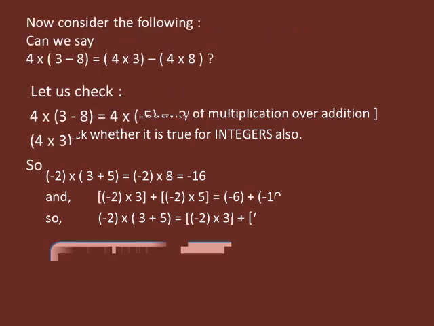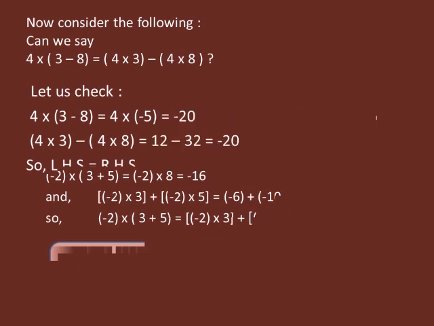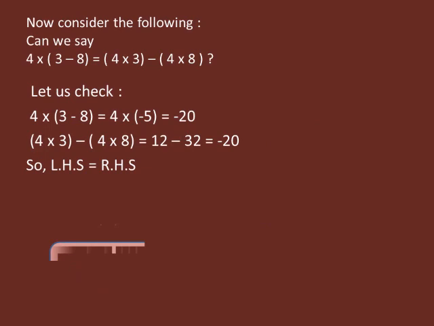Now consider the following. Can we say that 4 multiplied with 3 minus 8 is equal to 4 multiplied by 3 minus 4 multiplied by 8? Let's check. 4 multiplied by 3 minus 8 is equal to 4 multiplied by minus 5, which is minus 20. And 4 multiplied by 3 minus 4 multiplied by 8 gives 12 minus 32, which is again minus 20.